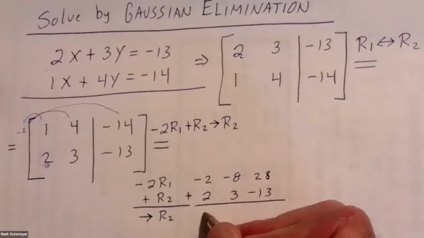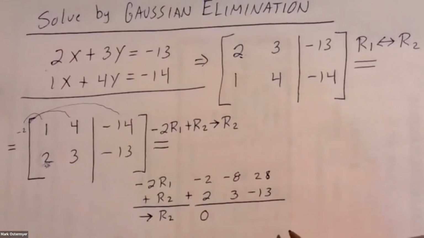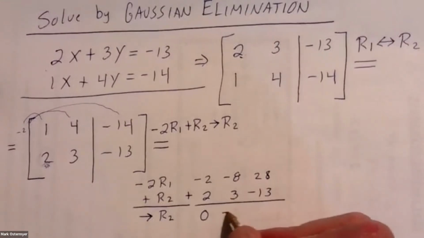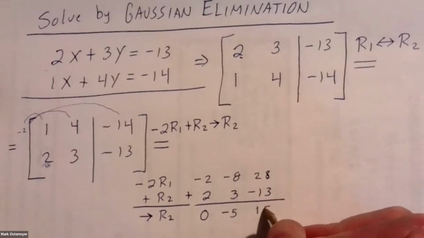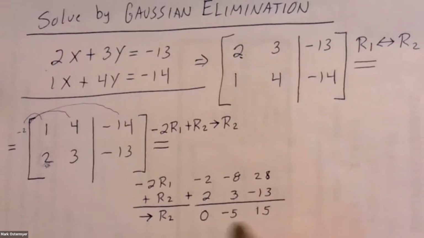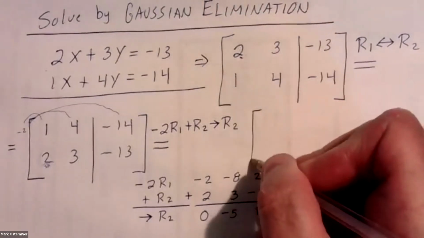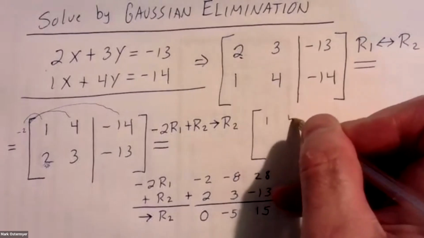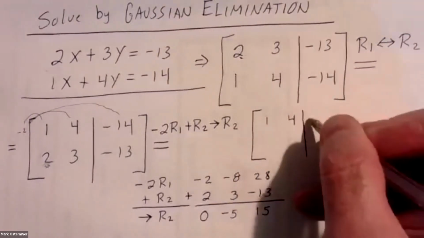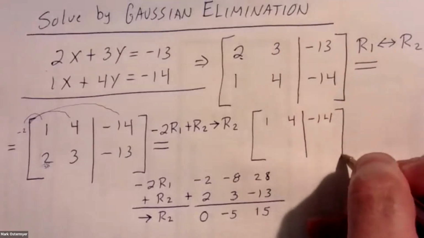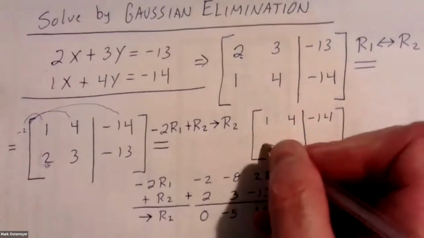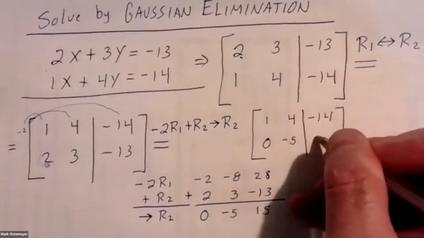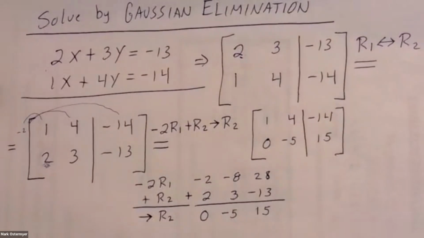-2 plus 2 makes the 2, 1 entry become a required 0. -8 plus 3 is -5. 28 plus -13 is going to be 15. Guess what? There's your brand new equivalent row 2. Let's update our matrix. I did not change row 1. I used row 1 to change row 2. So you pencil back in row 1 unaltered. Row 2 now takes on this new equivalent look: 0, -5, 15. Any questions with how I got to here so far?